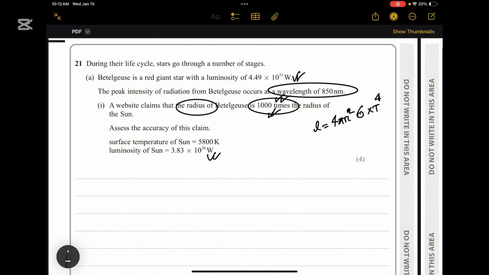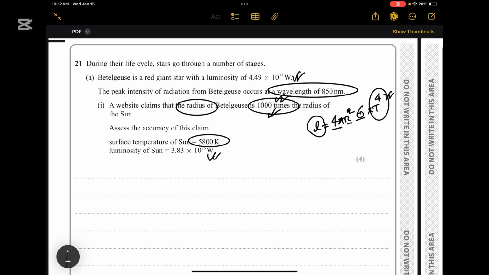Now we have got the luminosities. 4 pi is a constant. We have to find out the radius. Sigma is a constant. We have all of them except the temperatures. We have to figure out the temperatures in order to be able to figure that out. We have the temperature of the sun as well.